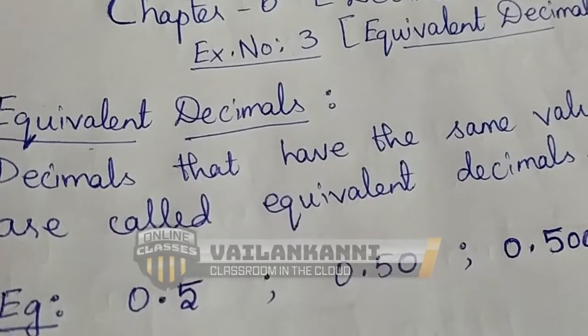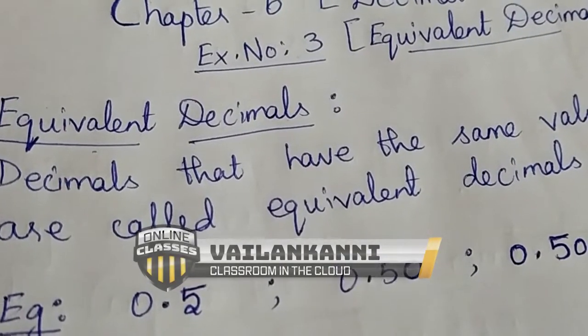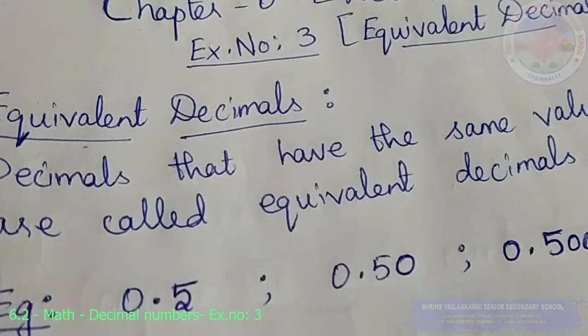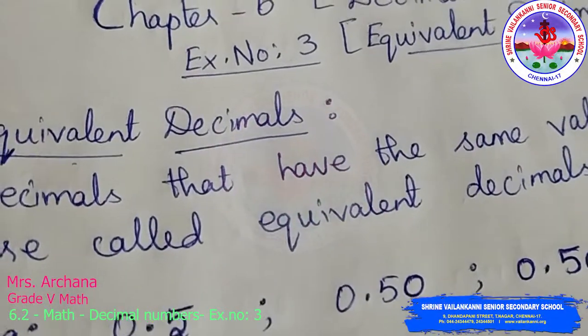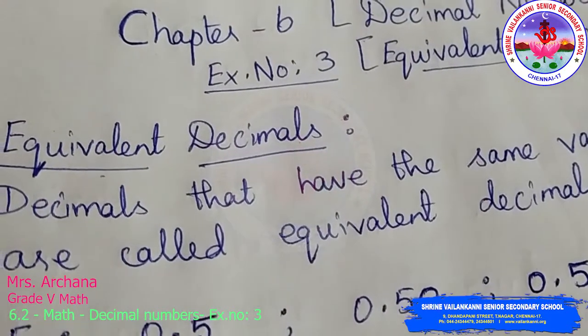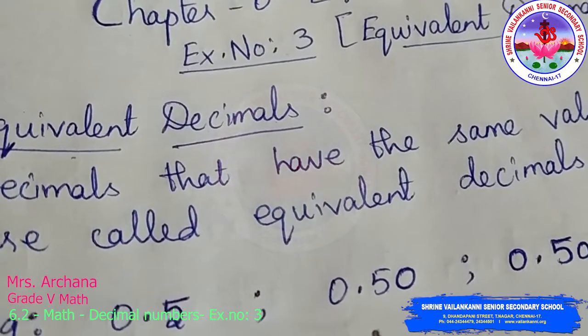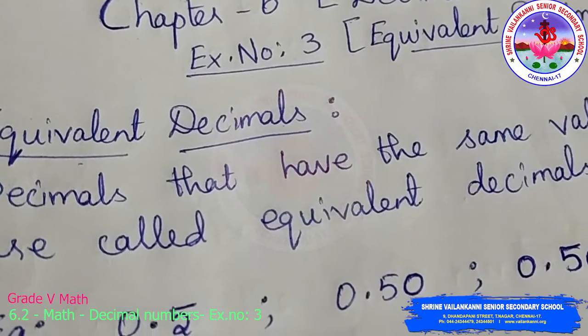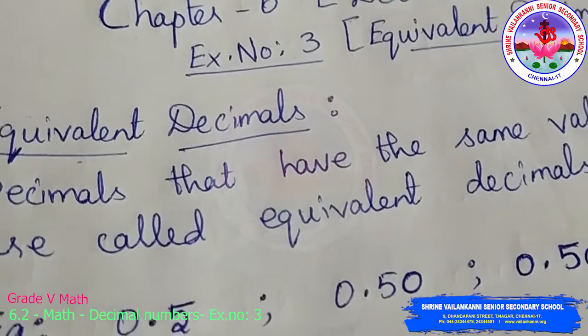Hello children, in this video we are going to continue chapter 6, exercise 3, equivalent decimals. So we are going to learn about equivalent decimals. So what are equivalent decimals? The decimals that have the same values are called equivalent decimals.